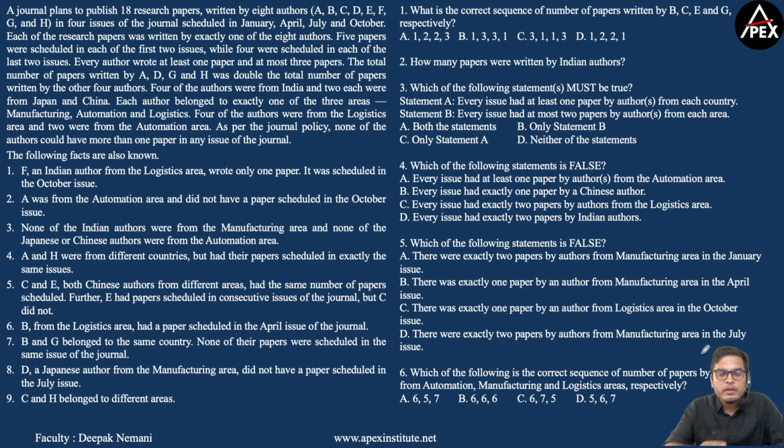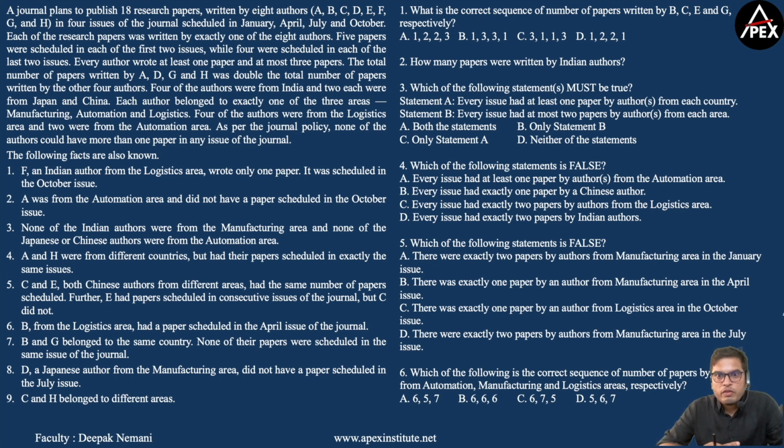And we are also given 9 additional statements. Now before we move to solving this set, let's just have a look at the questions that were asked based on the given data. Coming to the first question, what is the correct sequence of number of papers written by B, C, E and G respectively? So to answer this question, you need to have the data with respect to the number of research papers written by these authors. Second question, how many papers were written by Indian authors? Now once you have the number of research papers written by all these 8 authors, you should also be in a position to determine who are the authors from India. Then only you can answer the second question.